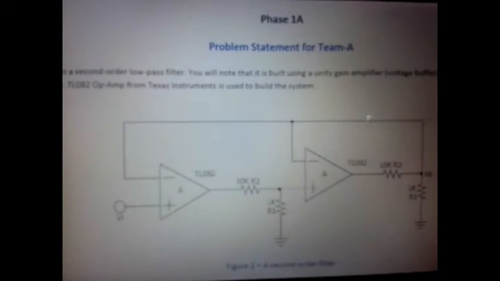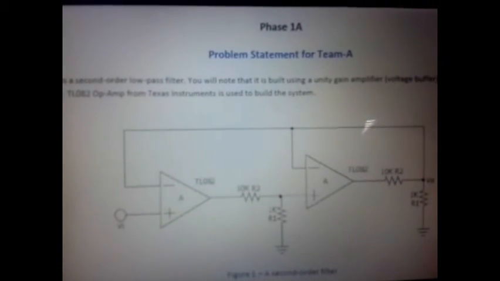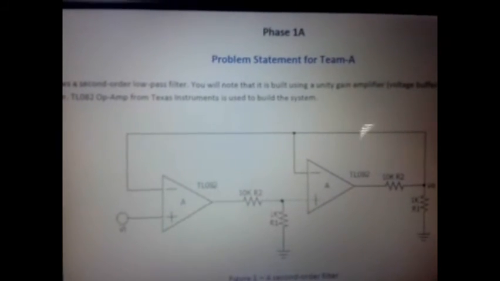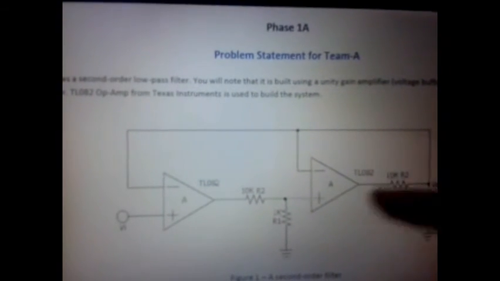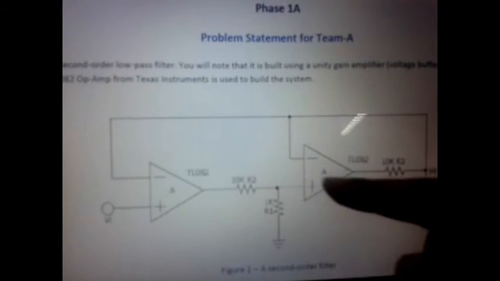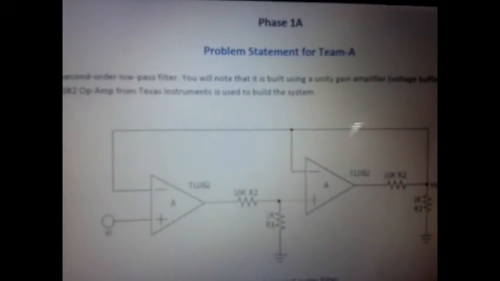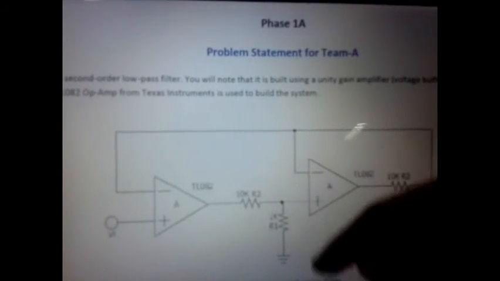Hello, we are Team A from IIIT Hyderabad, and our problem statement is as follows. Two unity gain amplifier op amps are cascaded, where the output is taken via the resistor combination as shown. R2 is equal to 10K, and 1K is connected.